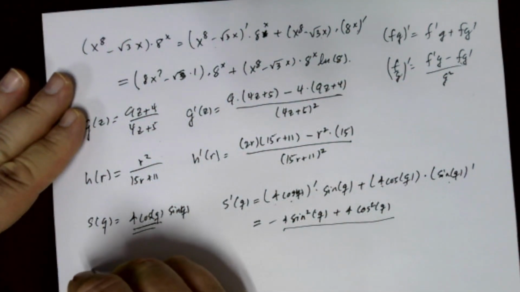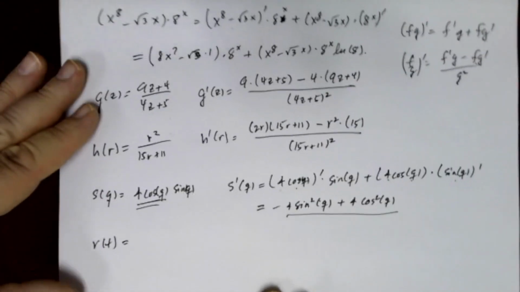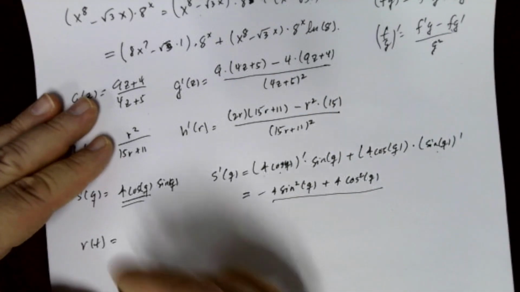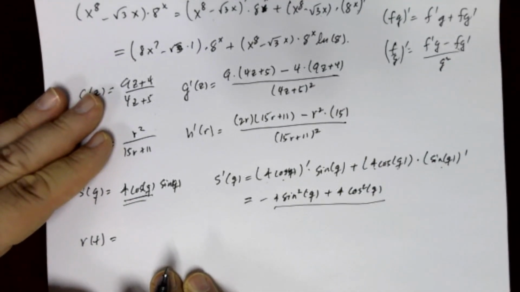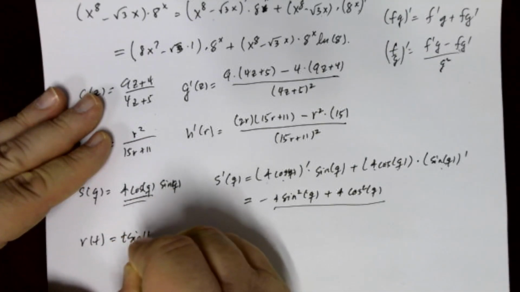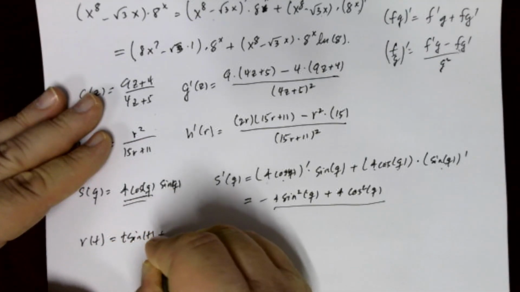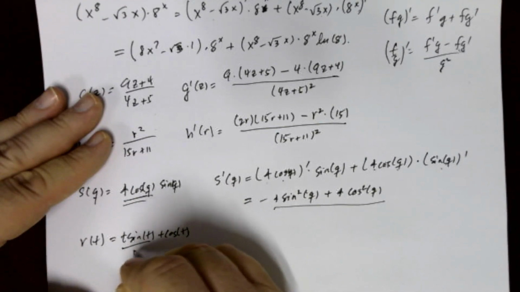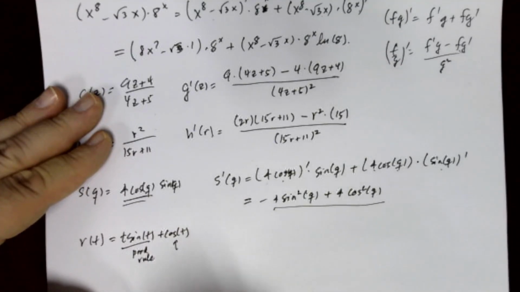And finally, we have our r of t. This one I saw quite a few people not applying the product rule for the first function. So we have t sine of t plus cosine of t. So this is going to be a product rule, and then this will just be by itself, right?